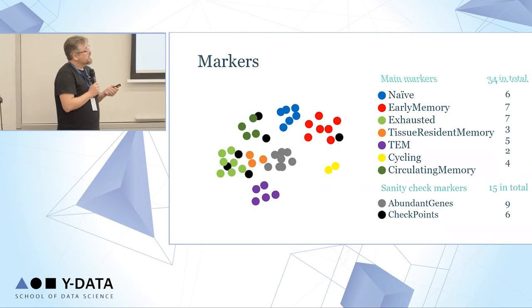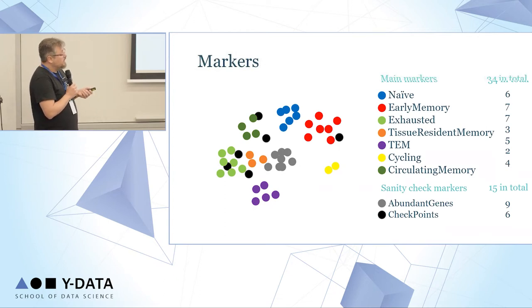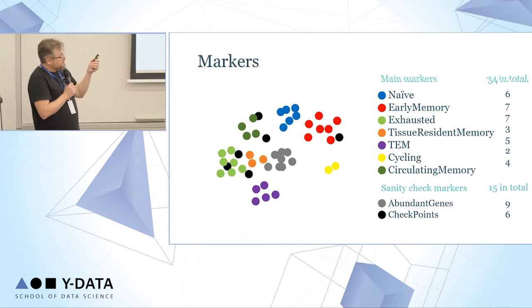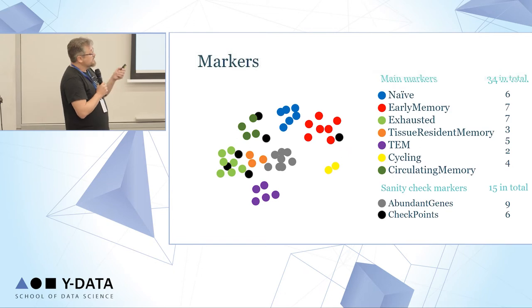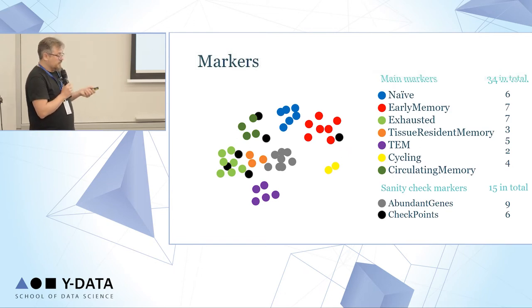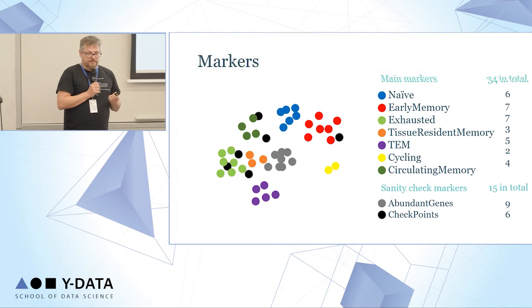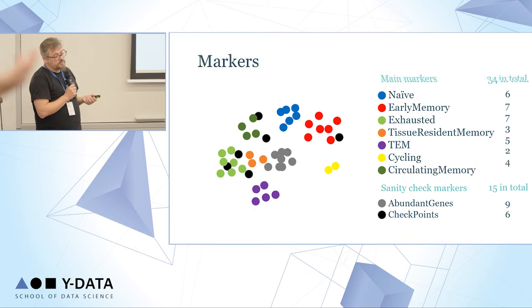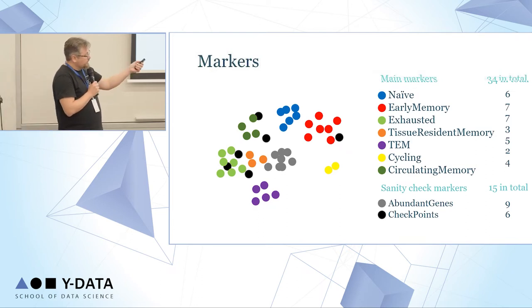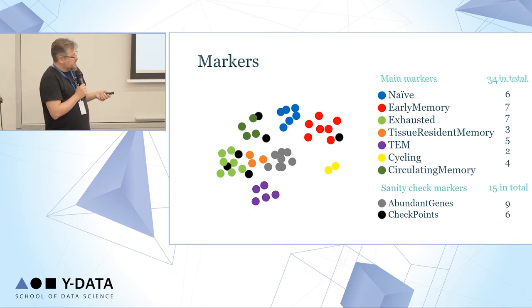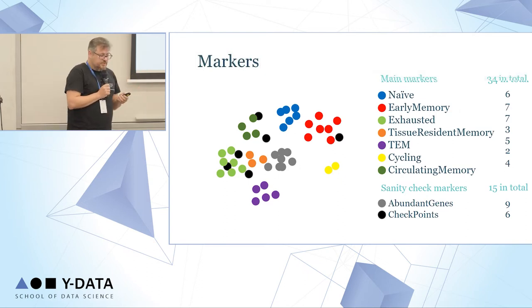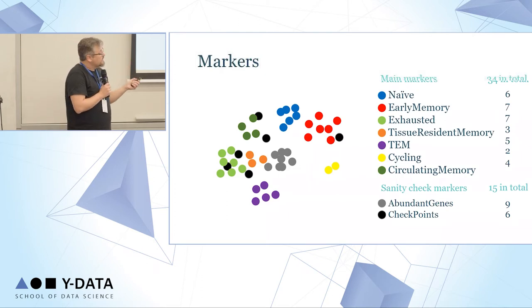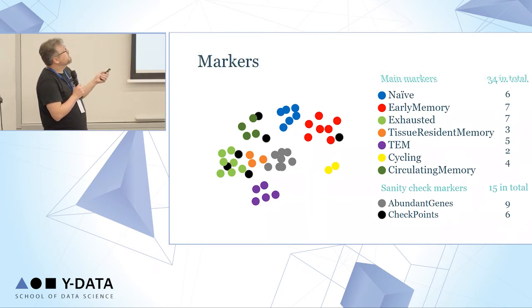In our case, we have seven classes that are related to specific states of T cells and named accordingly, 34 labeled and thousands of unlabeled genes. And we have two groups of so-named checkpoints to check the accuracy of our prediction and make some kind of sanity check.